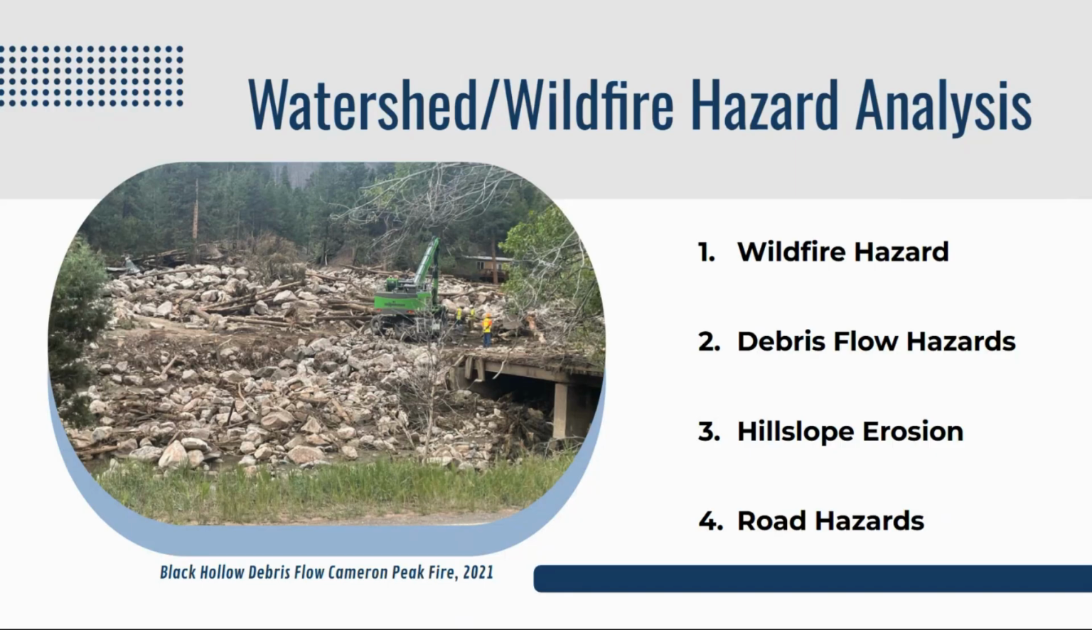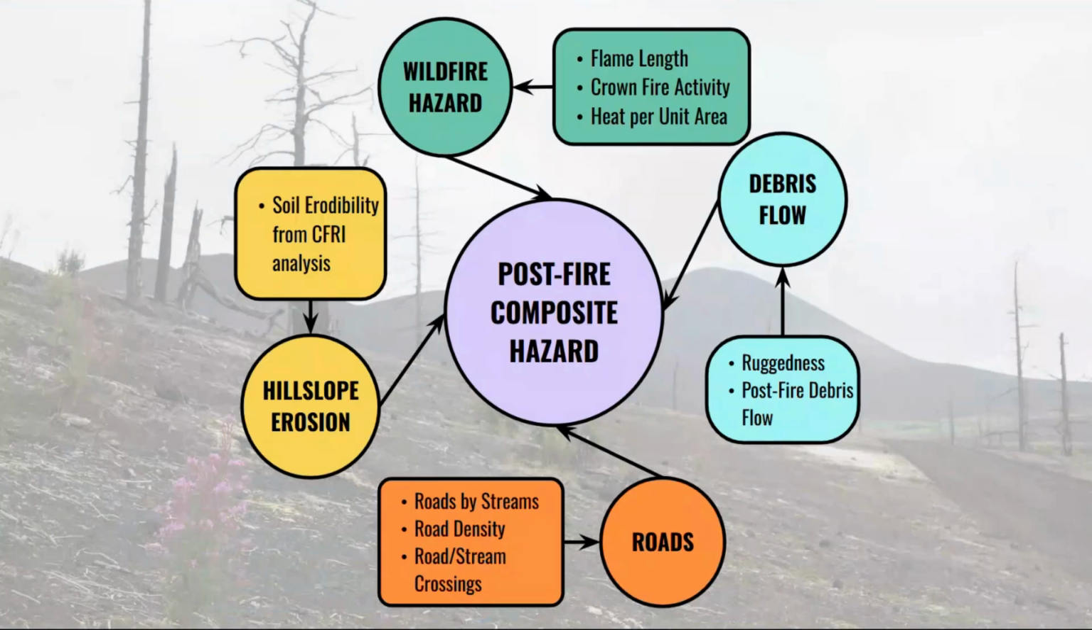This analysis includes wildfire hazard, debris flow hazard, hill slope erosion, and roads. And then each of those components has a number of data pieces involved, and I'm not going to go over those in detail, but if you have questions, feel free to ask. Again, we model wildfire hazard, and for this project, we actually got that model from the Gunnison County Community Wildfire Protection Plan, so that we can align our analysis with theirs.